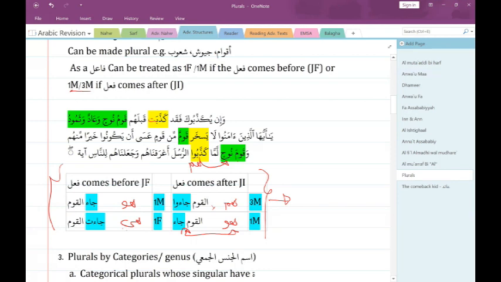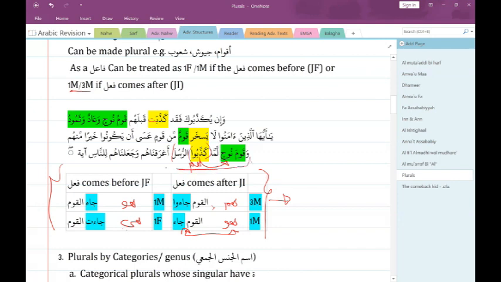Qawma Nuhin lamma kazzabu rusula. I wouldn't say it's a jumla fi'liya. It's more likely a jumla ismiya, depending on what came before it. But isn't kazzabu a jumla fi'liya? I think that's what you meant. Oh yeah, this part here, kazzabu rusula, that would be a jumla fi'liya, that whole part.